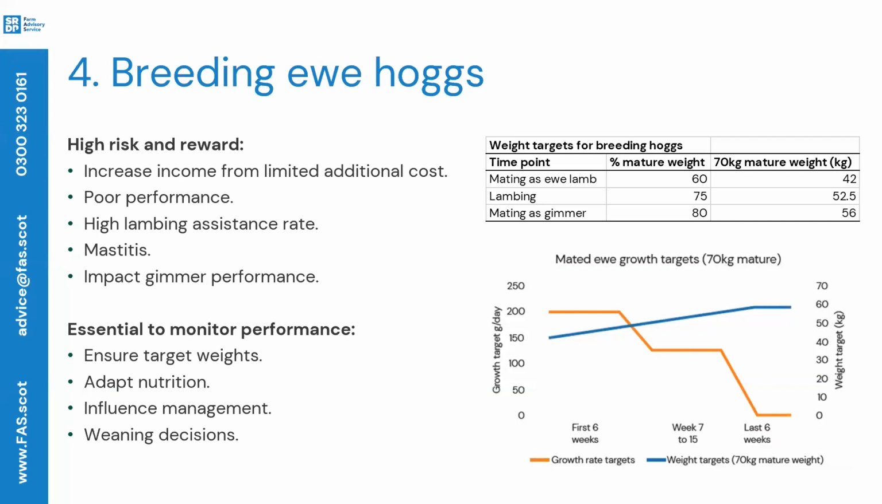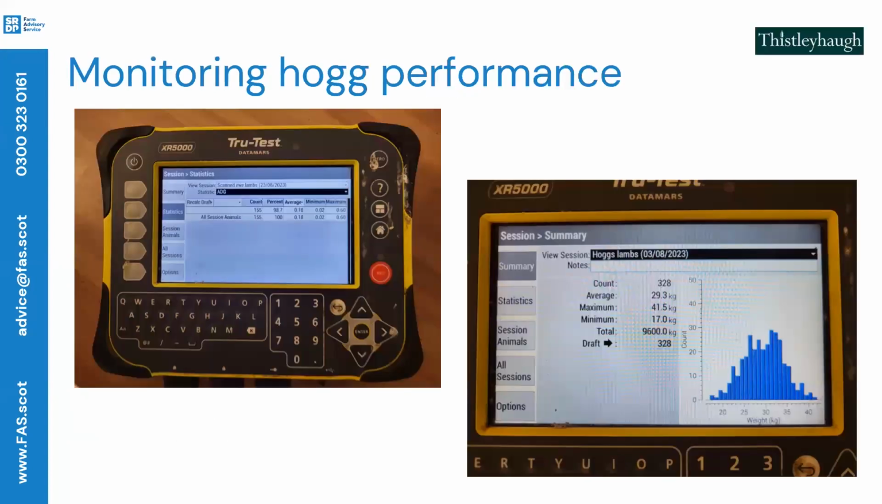I think breeding hogs is a really good example of when you need to employ data to influence your management. This is an example of Duncan using TrueTest. We can see some information about average lambs, combined into average and minimum weights. We can also look at lamb weights on this graph, like we were speaking about earlier. Are there issues? This is hogs' own lambs, not the hogs themselves, but we can see differences there.